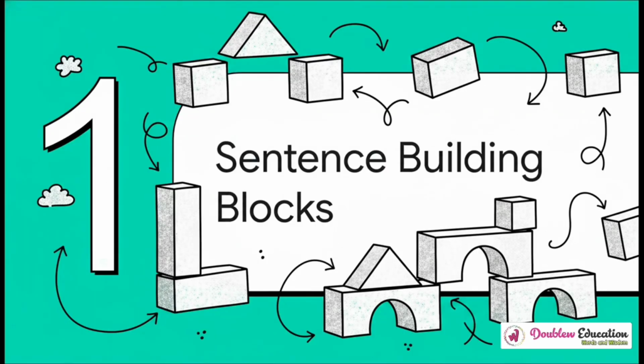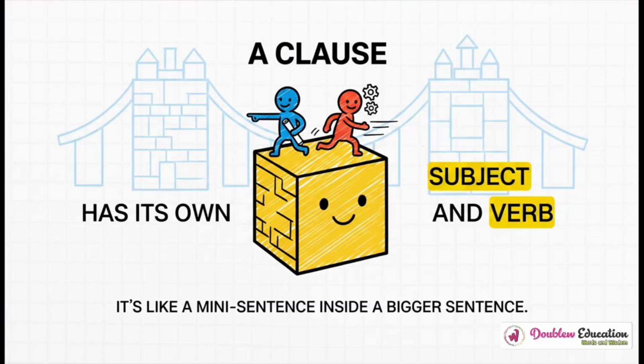So, what's the big deal about these building blocks? Well, clauses are pretty much the most important things you can use for making strong, really interesting sentences. Simple as that. So, let's break it down. A clause always has its own subject and verb. You can think of it like this. Every clause has a doer, that's our subject, and an action, that's the verb. It's like a complete little idea, a mini sentence that you can plug into a bigger one.